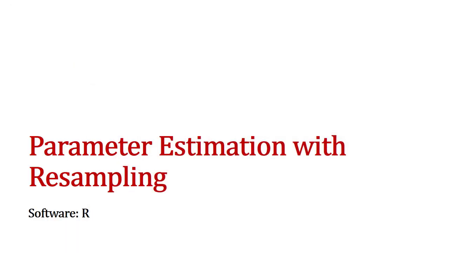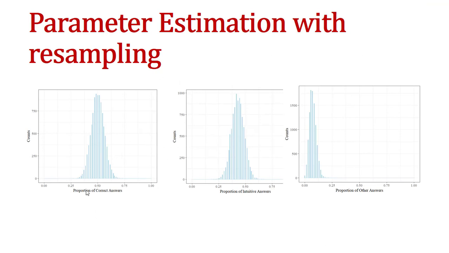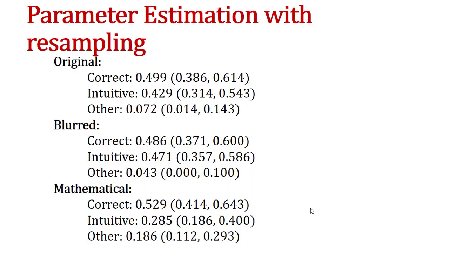And the result for that is this. The correct answers are around 0.5. The intuitive answers here are a bit less than 0.5, and the other answers are closer to 0. So here are, again, the parameters, the summaries of the sampling distribution obtained by resampling for each problem, and within each problem for each type of response.